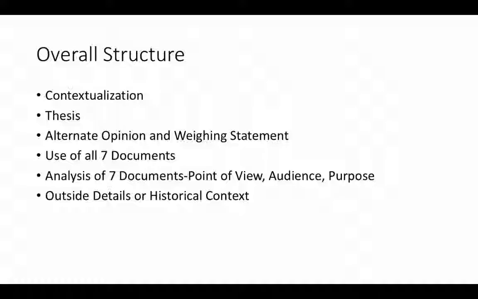And then under the rubric, you're allowed to do 4 of the 7 documents for analysis. Again, I don't allow for that in my classroom. They have to do all 7 of the documents for analysis, and the analysis can be point of view, audience, or purpose. And then last off, the students have to do what's called outside details or historical context. If you look at the rubric, it will say historical context. I'm an AP US history teacher as well as AP World History. We always called this section outside details. I just think that term makes a little bit more sense, and I'll explain a little bit more about that as we get deeper into this presentation.